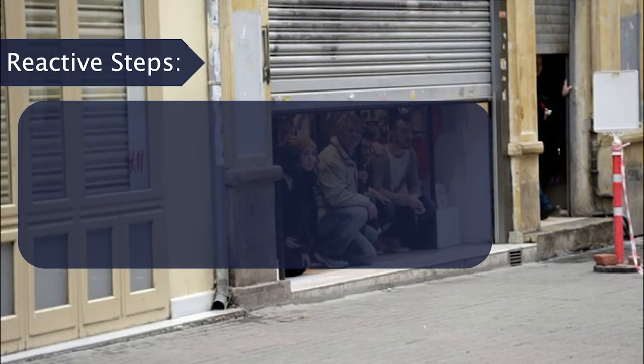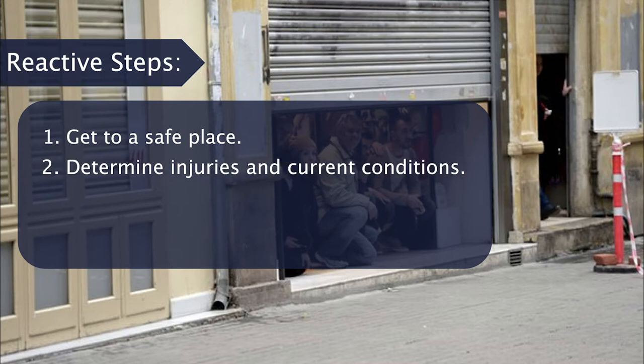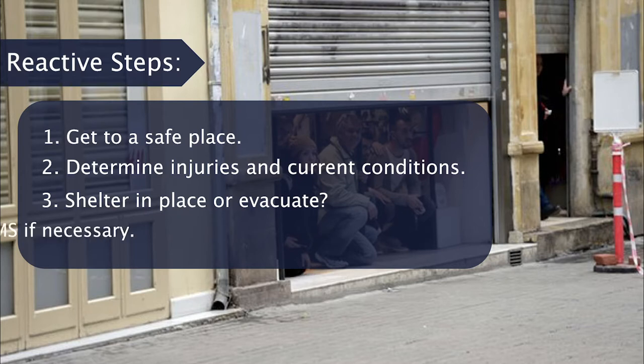Reactive stage steps. Step 1. Get to a safe place. Step 2. Determine any injuries and what the current conditions are. Step 3. Determine whether to shelter in place or evacuate. Step 4. Always think local first. Activate local EMS if necessary.